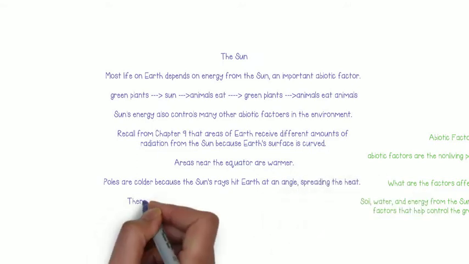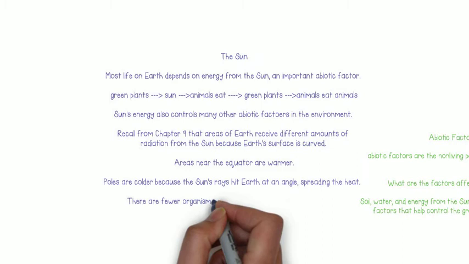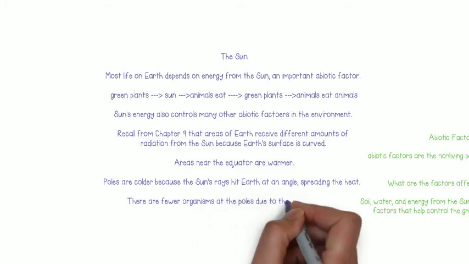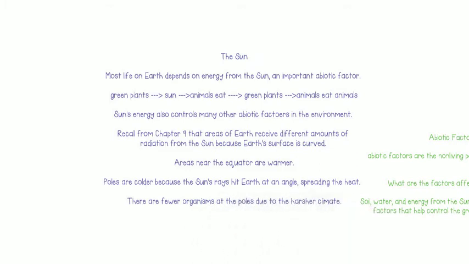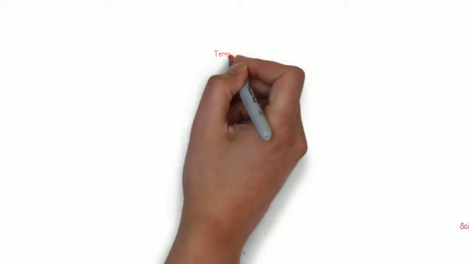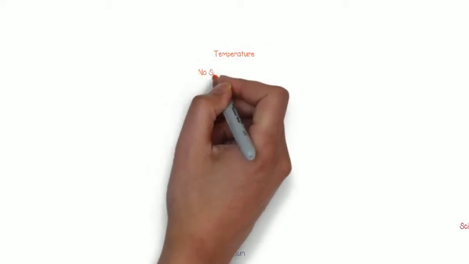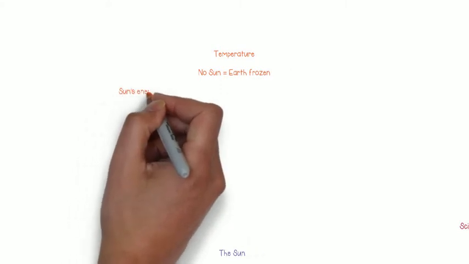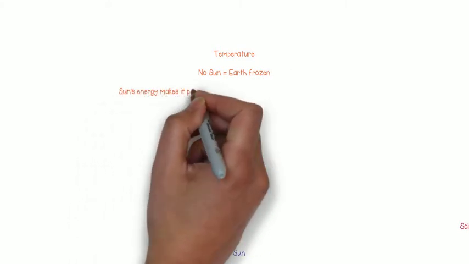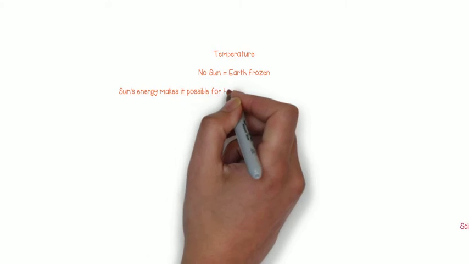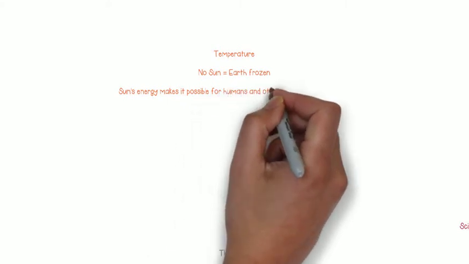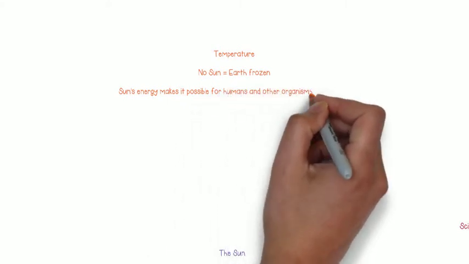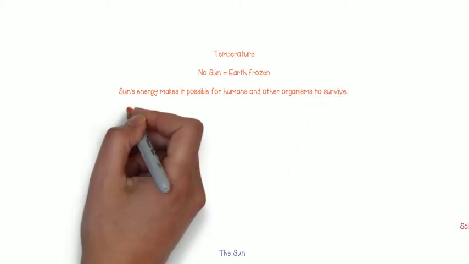Temperature. Without the sun, Earth would be a frozen wasteland. The sun's energy warms Earth and makes it possible for humans and other organisms to survive. The uneven warming of Earth's surface from the sun's rays causes great temperature differences. The sun influences temperature, an abiotic factor in ecosystems. Figure 3 shows the temperatures of Earth's oceans.